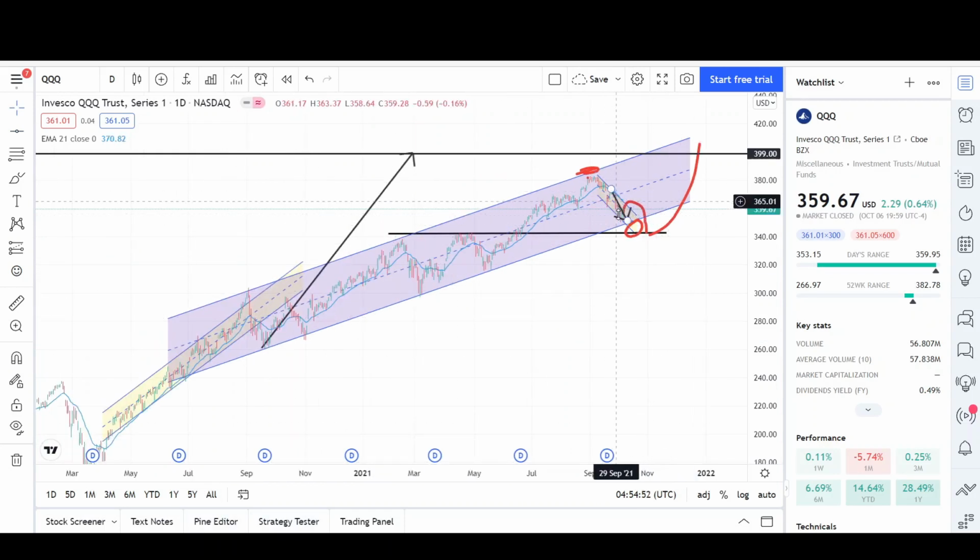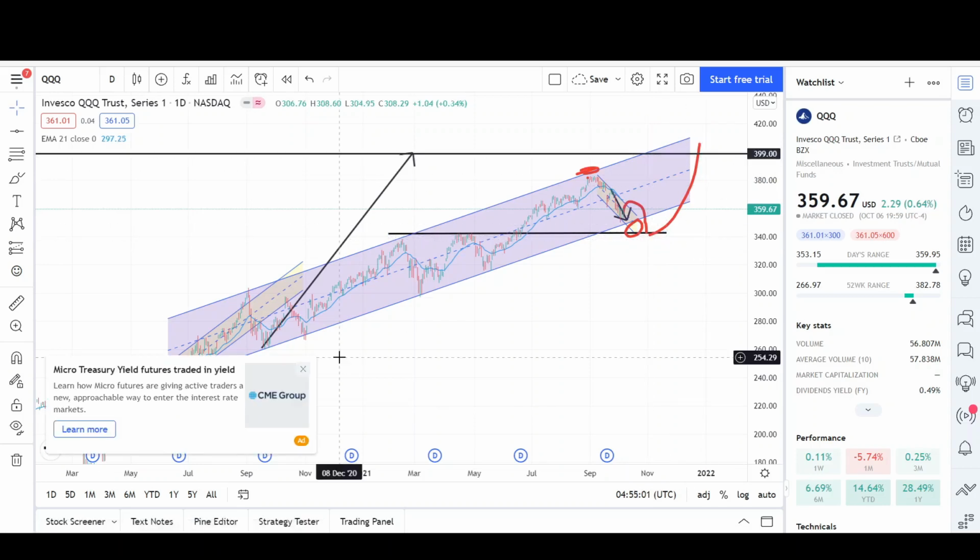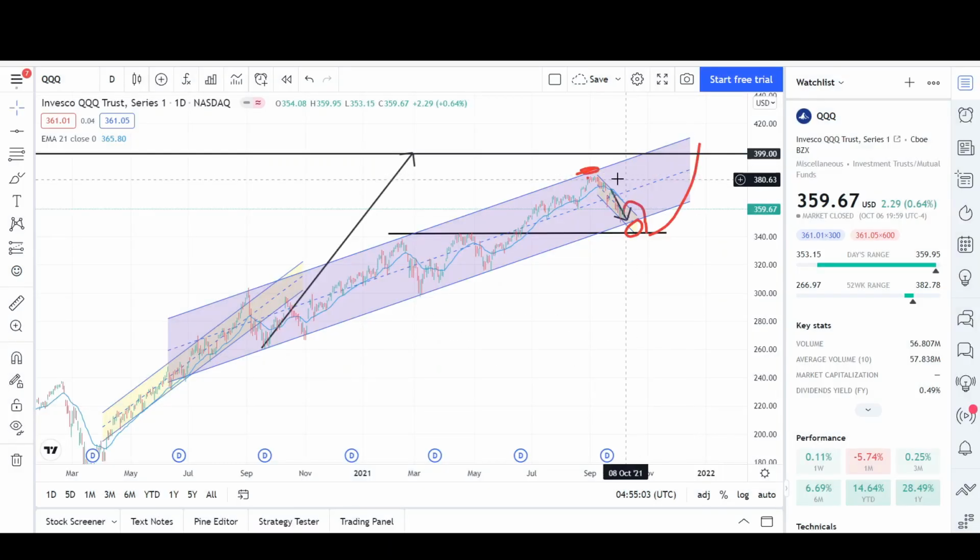So after we get a little break outside of this purple channel that I see coming, we could find support at this 342 level or 343 level, and then from there we'll see a bounce back up to the highs. We'll probably surpass the highs and reach this measured move, and then from there we'll probably even see a larger sell-off. But that's what I expect to happen.